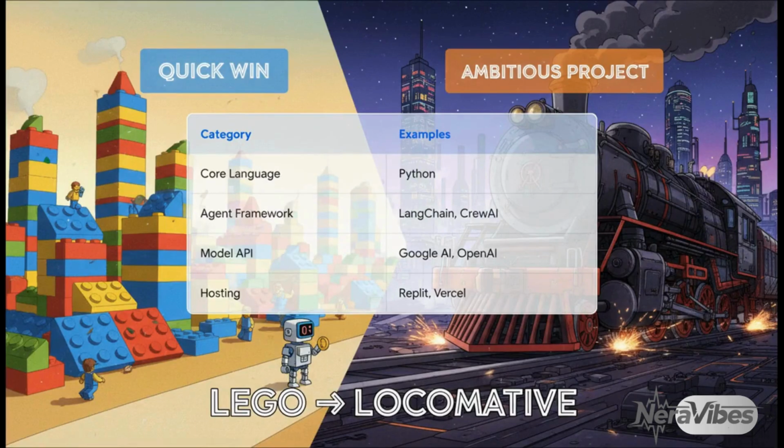And if you are going down this path, this slide here shows the kind of technical stack you'll need. Python is pretty much the dominant language. Frameworks like LangChain or Crew AI, they act like the plumbing, connecting all the pieces. You'll tap into a model's brain through an API from a provider like Google or OpenAI, and then you'll host your code on a service like Vercel.